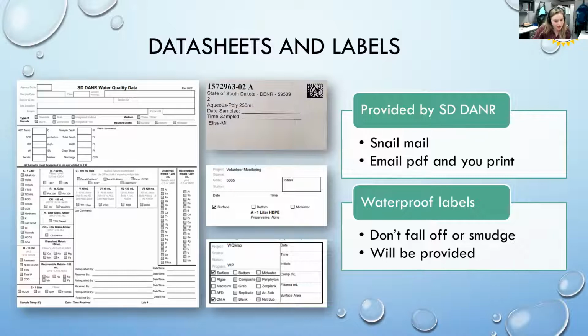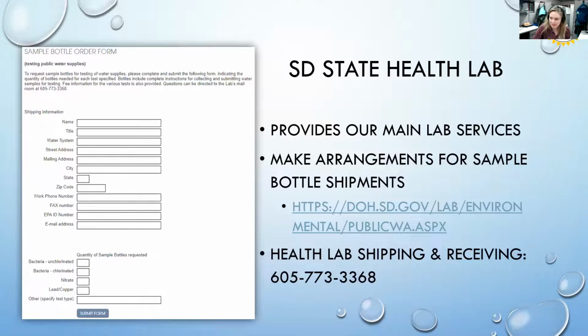So now we'll cover some more information about the EPA approved labs that we use. First there's the main lab, the South Dakota State Health Lab in Pierre. They provide the analysis for most of the standard parameters. So that would be the nutrients like nitrogen, phosphorus, all the E. coli, the total suspended solids. And then you also ship your chlorophyll A samples to them.